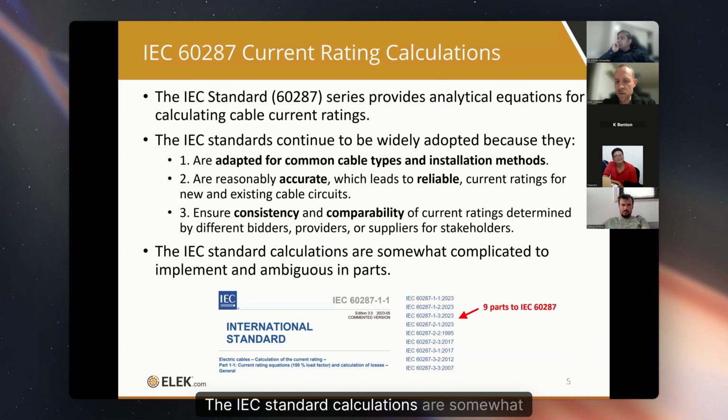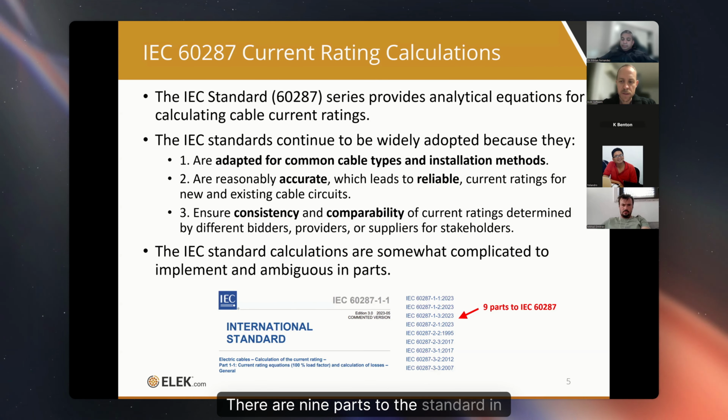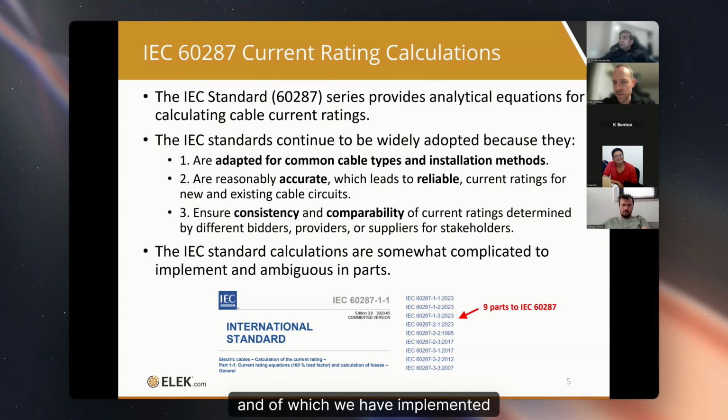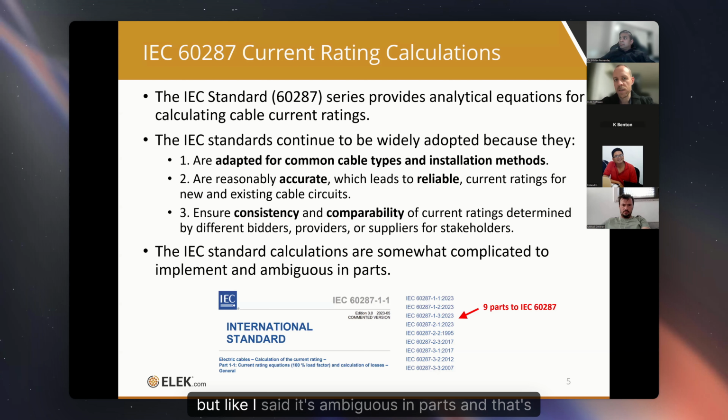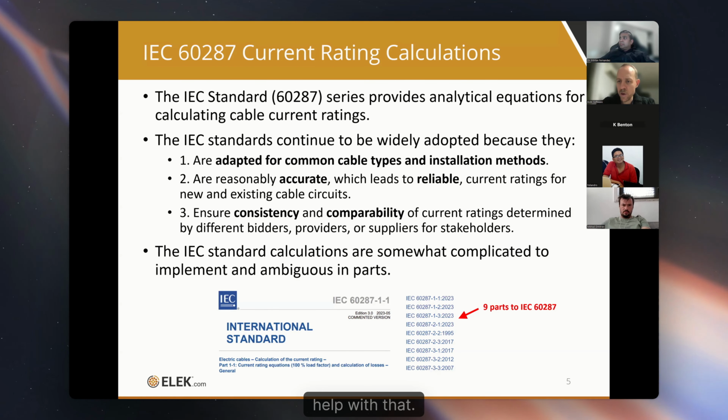The IEC standard calculations are somewhat complicated to implement and ambiguous in parts. There are 9 parts to the standard in total, and of which we have implemented. But like I said, it's ambiguous in parts, and that's where the CIGRE brochures help with that.